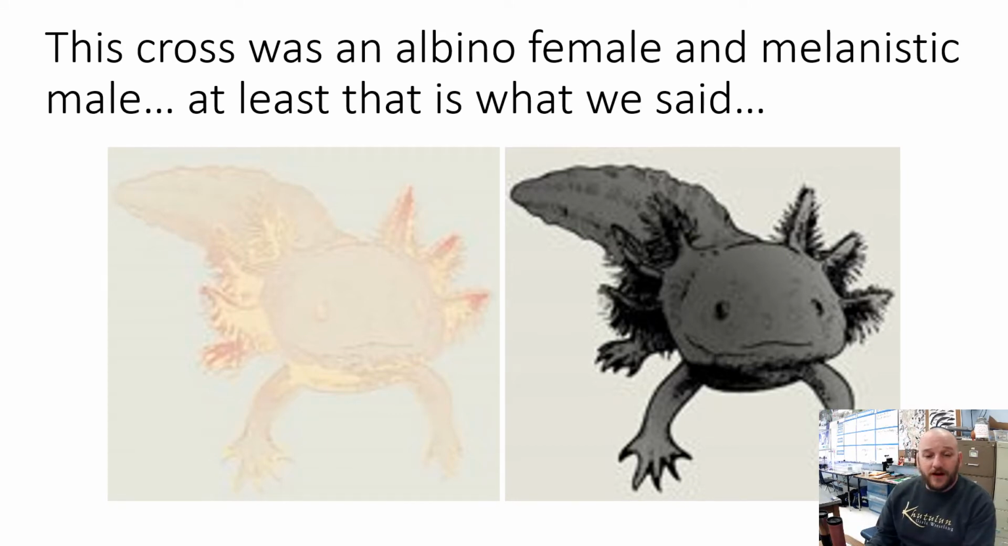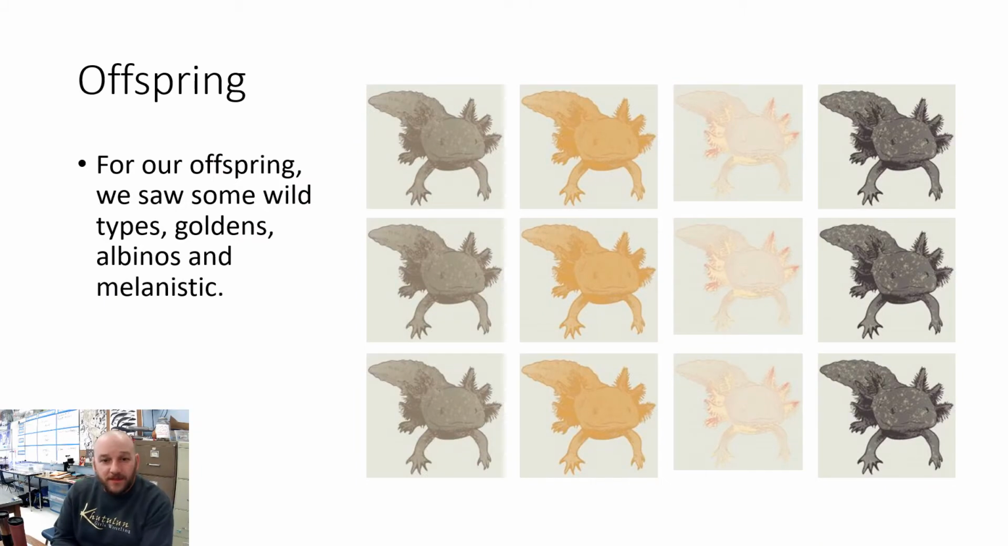So if this is the cross we had, these are also the offspring that it looks like we had. We had about equal numbers of wild types, represented by our first column here, golden albinos, albinos, and melanistics. So again, we had two parents and four different types of offspring, which is usually an interesting thing. So let's see if we can explain it using some of our Punnett squares.